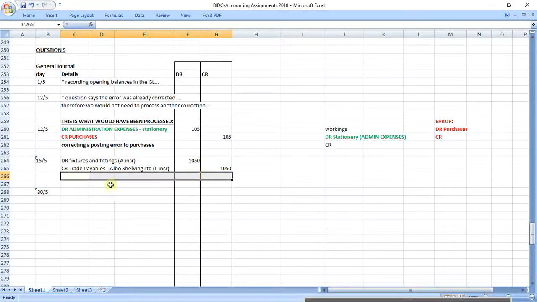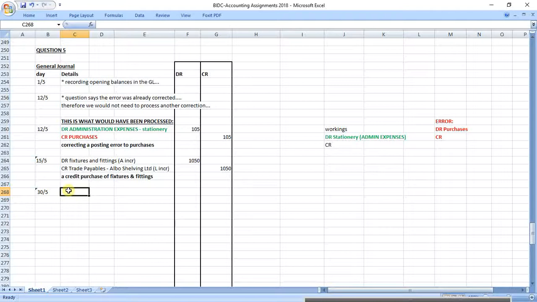Alright, here at the bottom, your narration would be what? A credit purchase of fixtures and fittings. Right, that would be our narration for it. Yeah, narrations are just descriptions describing what happened.